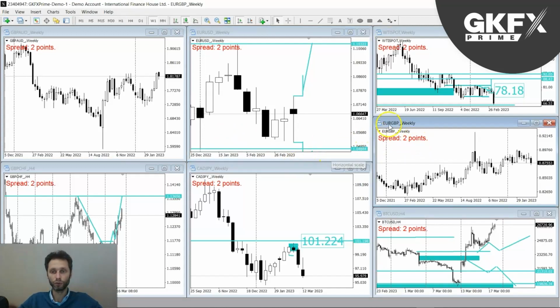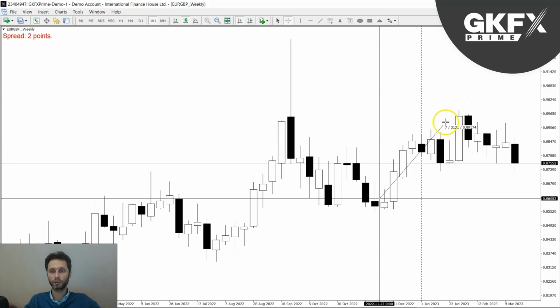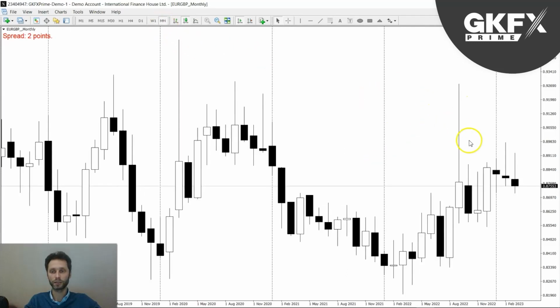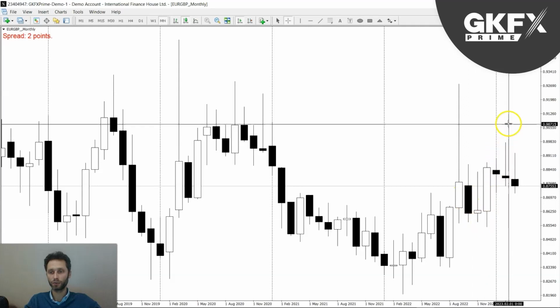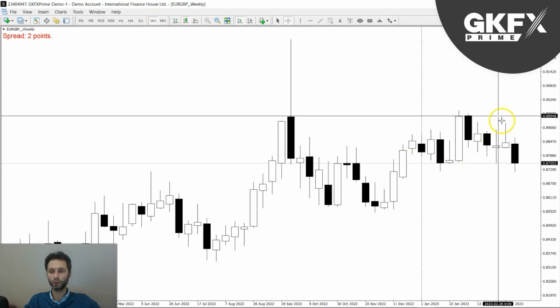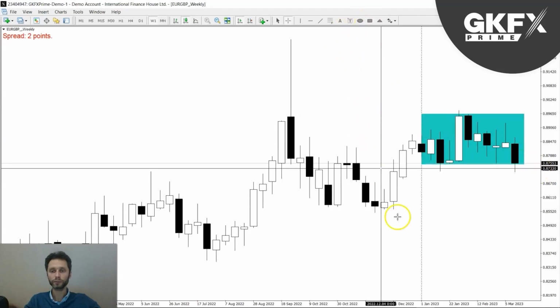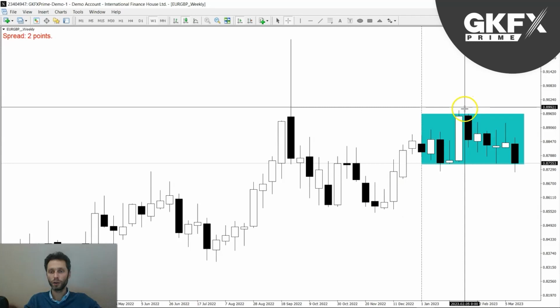Let's go to euro pound. Okay, euro pound on the weekly here, we've got this uptrend that we can see. You can see on the monthly, it's a little bit clearer. We've got these highs, lows, and highs. And if I come back down to the weekly, we've got this range at the moment, and we have this low and this high.